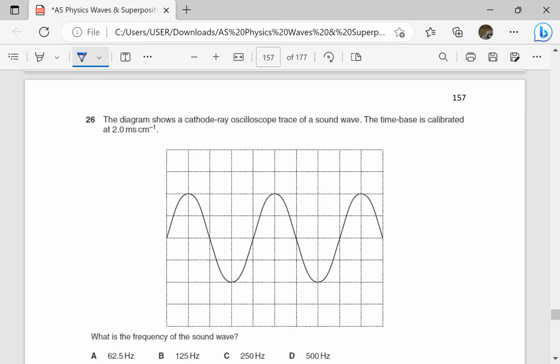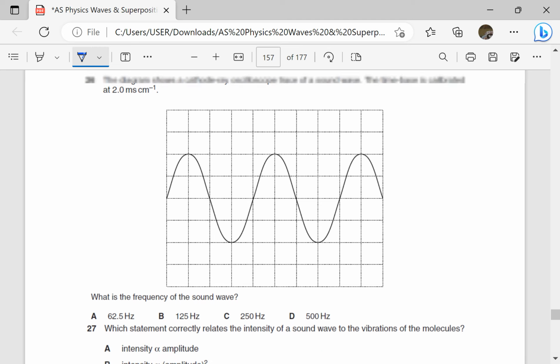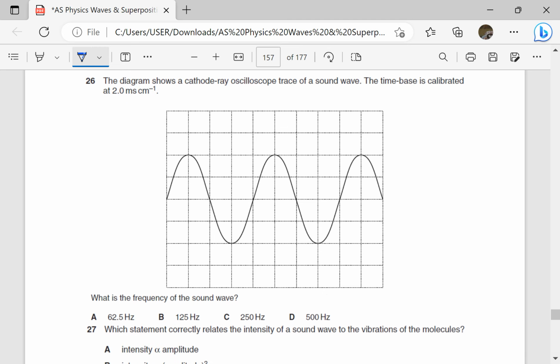The diagram shows a cathode ray oscilloscope trace of a sound wave. The time base is calibrated at 2 milliseconds per centimeter. What is the frequency of the sound wave? So assuming that this is 1 centimeter, I don't see the calibrations here on this time base. Let me assume it is 1 centimeter. So this is 1, 2, 3, 4 for one complete cycle. It is 4.